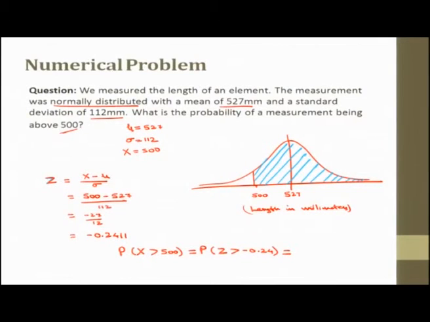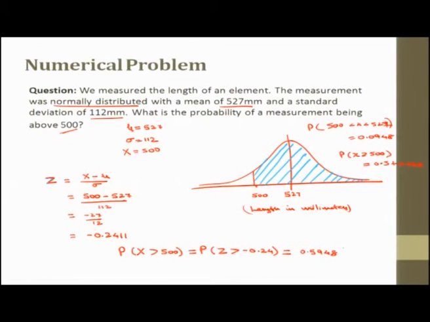0.948. But what do we need in the question? We need this complete area. Now, this area from 500 to 527, actually from 500 to 527, the area is, so this is 0.0948. So, the probability for x greater than 500 would be equal to the other half of the area, that is 0.5 plus this 0.0948. So, this is equal to 0.5948.